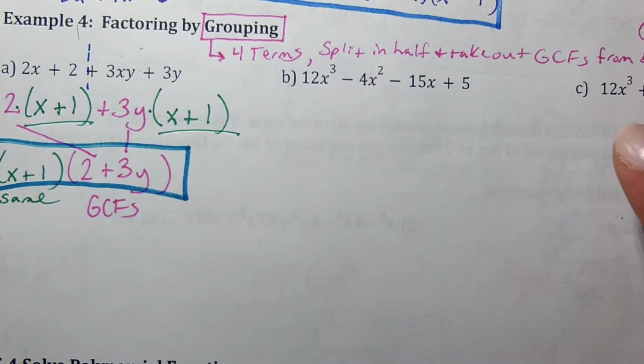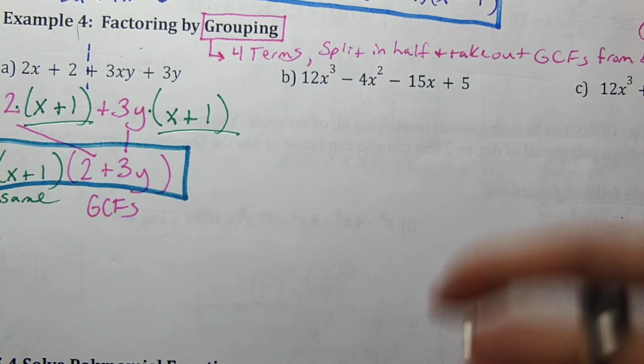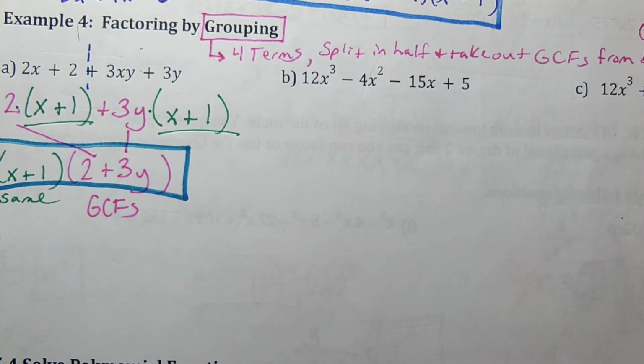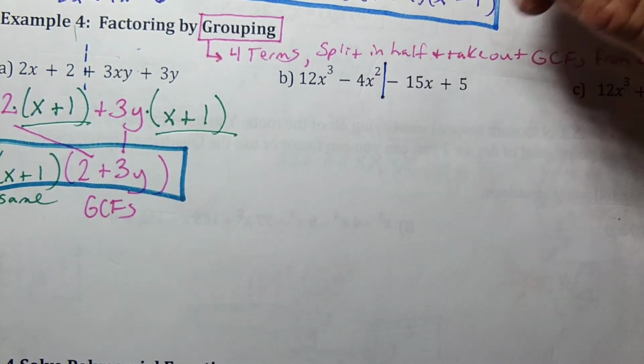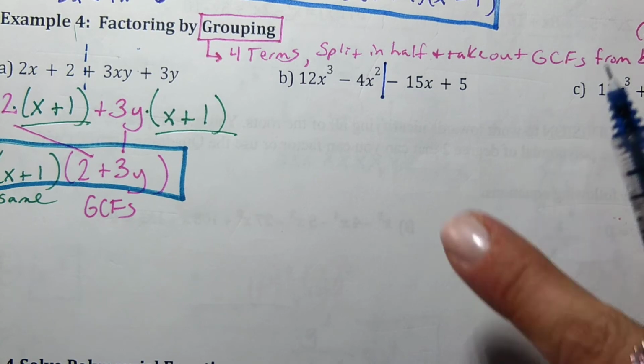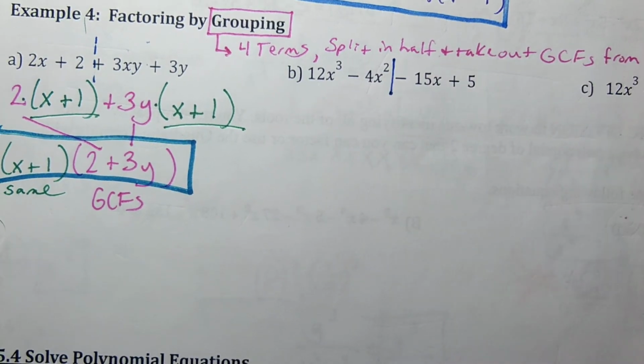Let's go ahead and take a look at B. So how do we know that this is grouping, or has the potential to be factored by grouping? There are 4 terms. So we are going to split it in half. And we're going to take a GCF out from the first group and a GCF out from the second group.